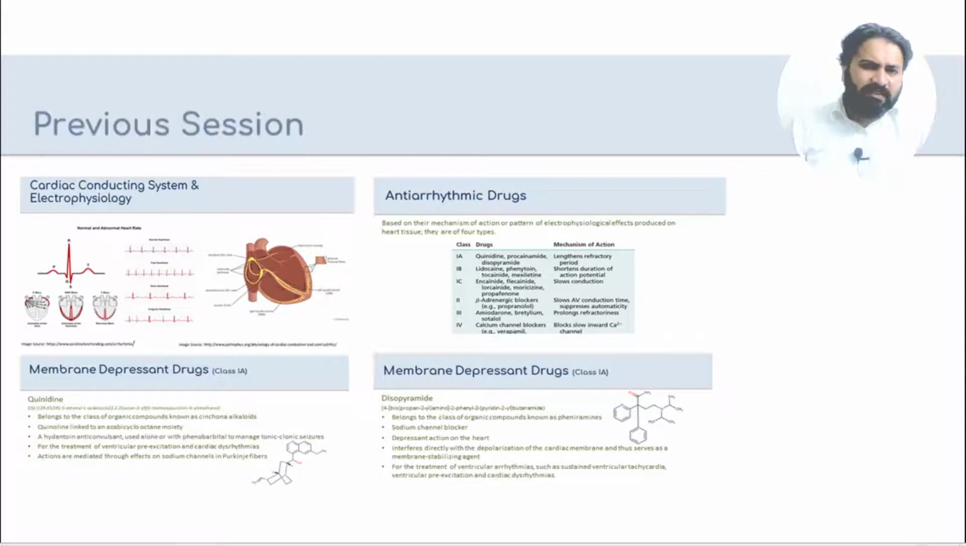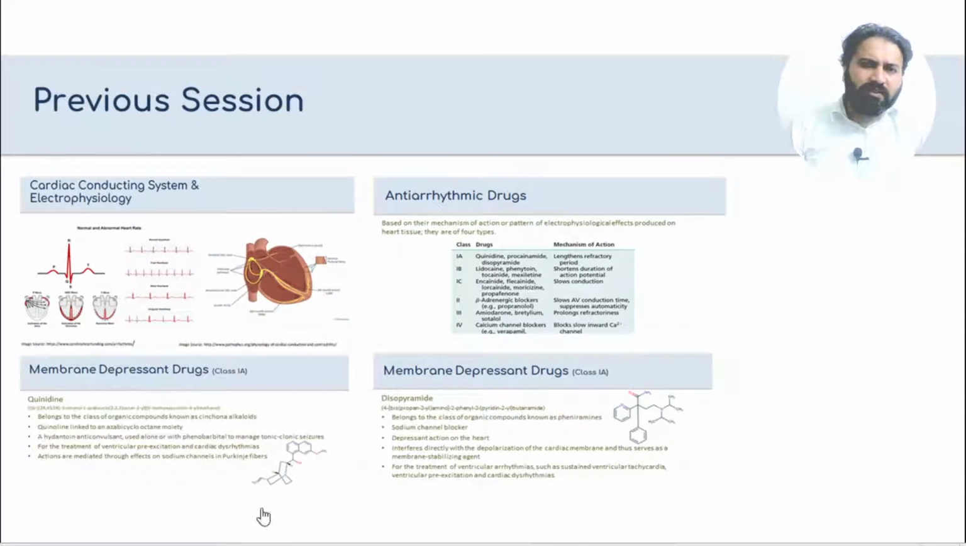In the previous session, we discussed the cardiac conduction system, how it works, and the electrophysiology of the cardiac system. We have also discussed the classification of the antiarrhythmic drugs, which are class 1, class 2, class 3 and class 4, and this classification is based on the mechanism of action.